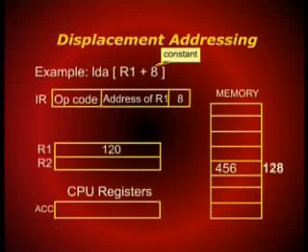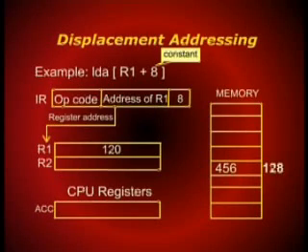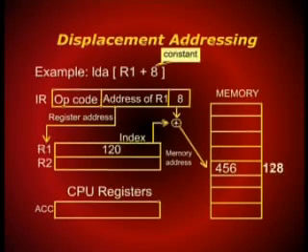After execution, the contents of the register R1 are fetched, which is in this case 120. It is added to the constant 8. The result is 128, which indicates the address of the memory from where data is to be fetched, which in this example is 456.